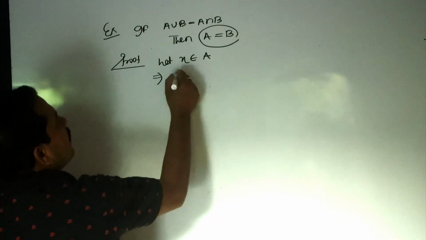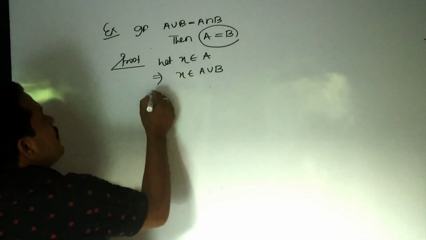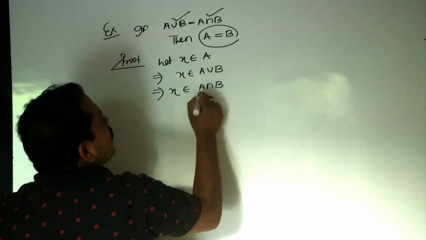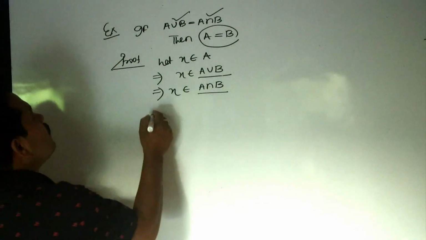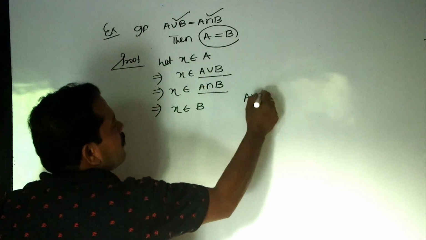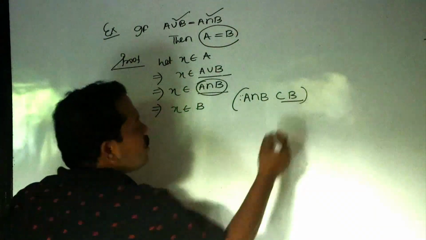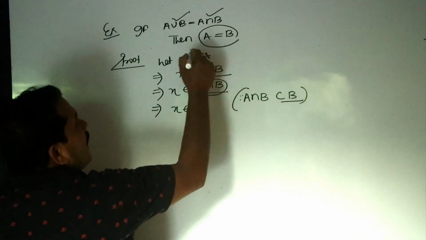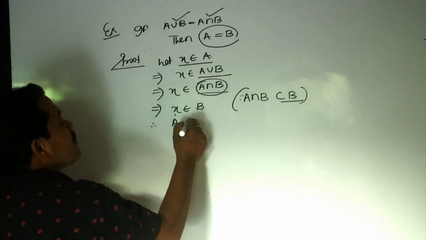Take x as an element of A. Then we can say that x is also an element of A union B. This implies x belongs to A intersection B, since A union B equals A intersection B, so instead of A union B we can write A intersection B. This implies x belongs to B because A intersection B is a subset of B. Each element of A intersection B is also in B. So x is also in B. Now we have taken x as an element of A, and x is an element of B, which means A is a subset of B.